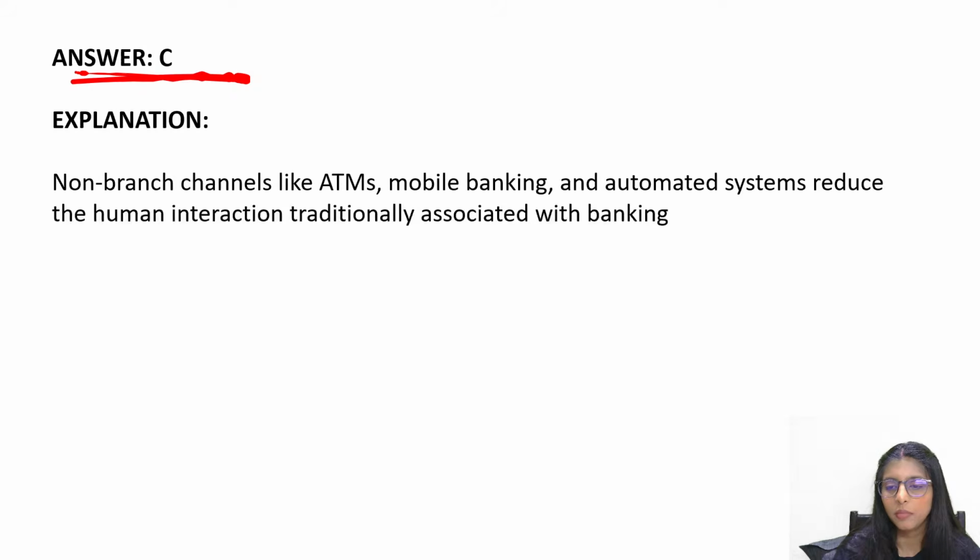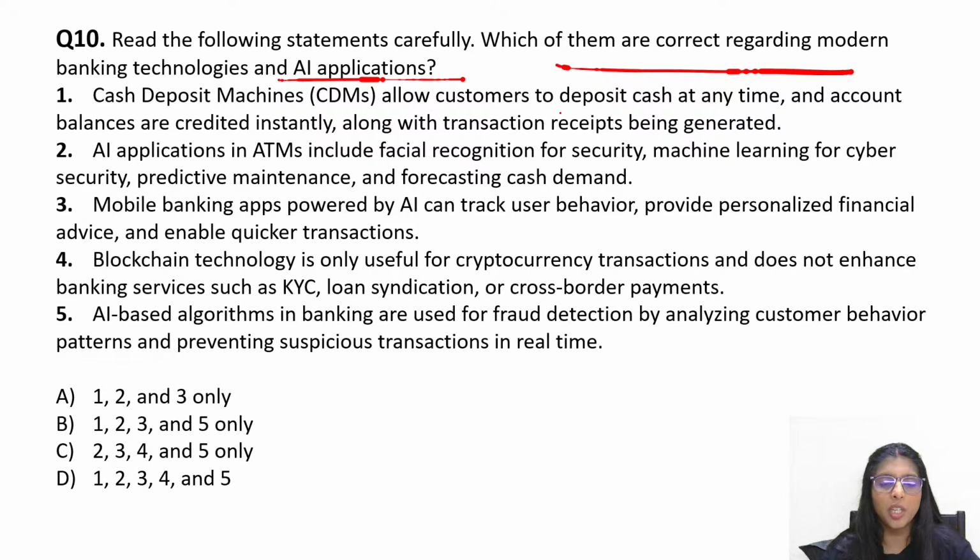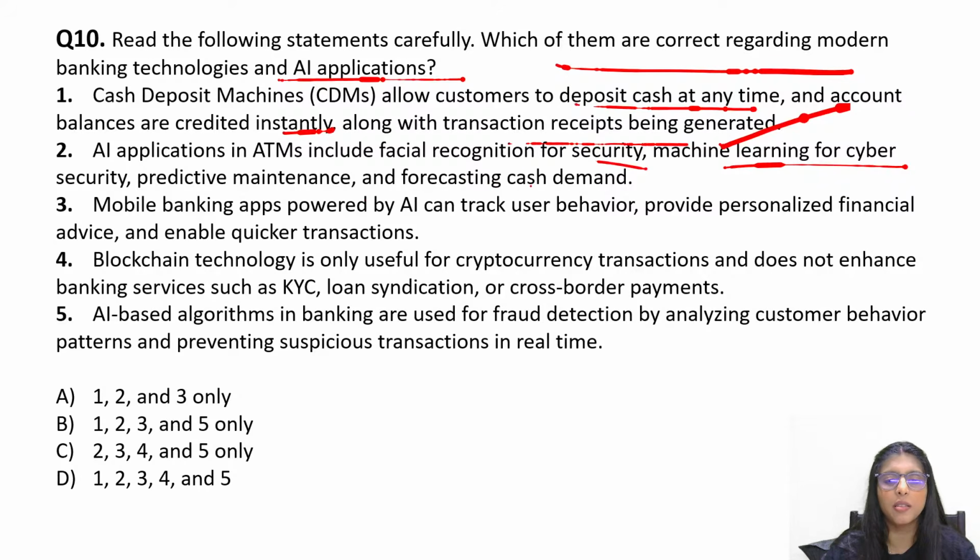Next question. Read the following statements carefully. Which of them are correct regarding modern banking technology and AI applications? Cash deposit machines allow customers to deposit cash at any time and account balances are credited instantly along with the transaction receipt being generated. Correct. AI applications in ATMs include facial recognition for security, machine learning for cyber security, predictive maintenance, and forecasting cash demand. It's correct. Mobile banking apps powered by AI can track user behavior, provide personalized financial advice, and enable quick transactions. It's correct.